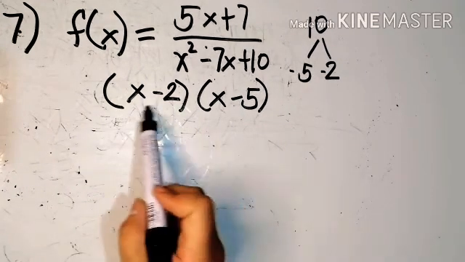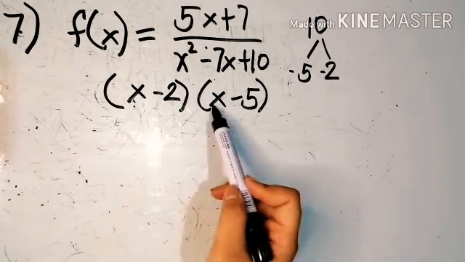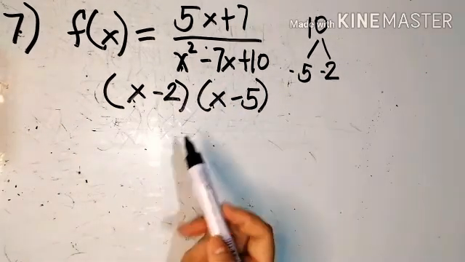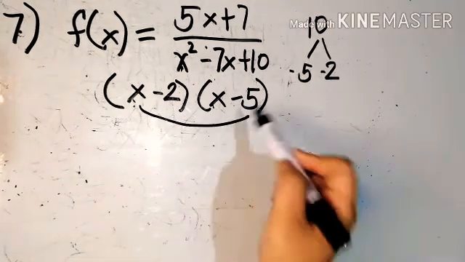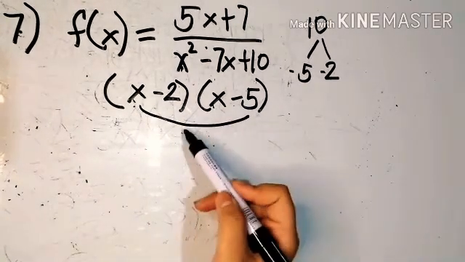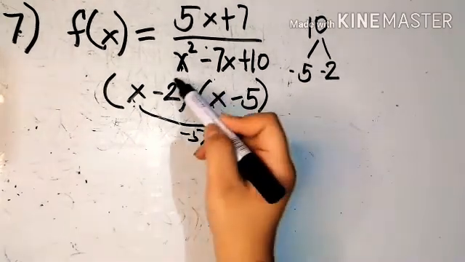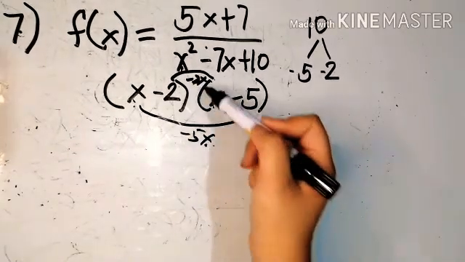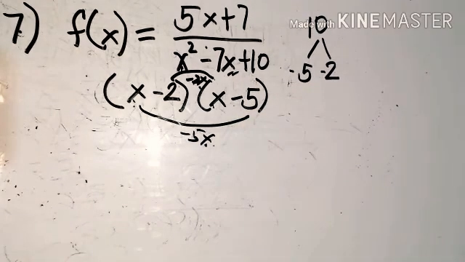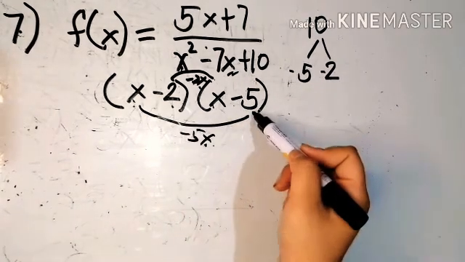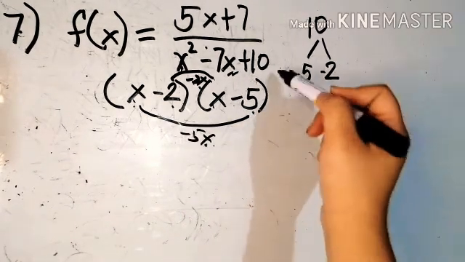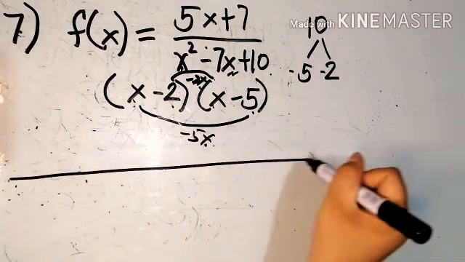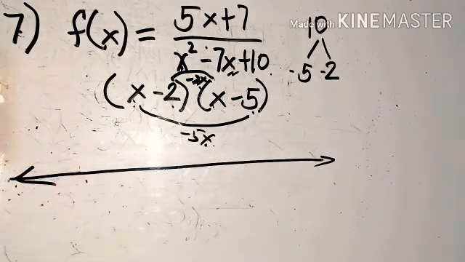Let us check. By FOIL method, x times x is x squared. So, we have the outer by outer, x times negative 5, negative 5x. We have inner by inner, negative 2 times x, negative 2x. Kapag pinag-add natin siya, negative 2x plus negative 5x is equal to negative 7x. Negative 2 times negative 5, we have the positive 10. How are we going to write it down?